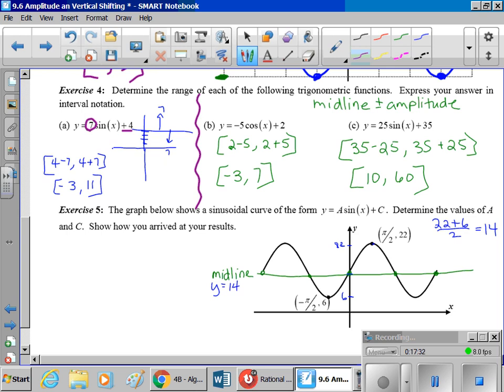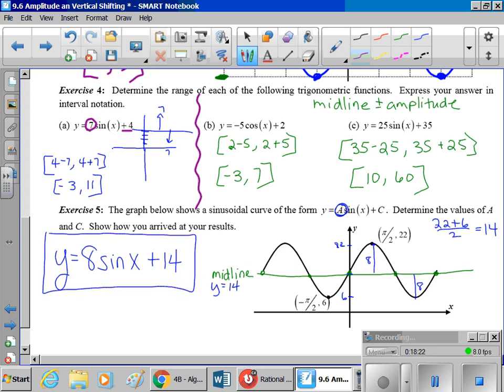And I can make sure of that by saying, well, 22 to 14 is going to be how much? 8. And from 14 down to 6 is going to be another 8. That gives me a piece of information that I need: my amplitude. So giving it a check also helps me find my amplitude. So I know my equation is y equals 8 sine x, and then what's my shift? Plus 14. Very cool that we found all that information just by analyzing this graph a little bit.